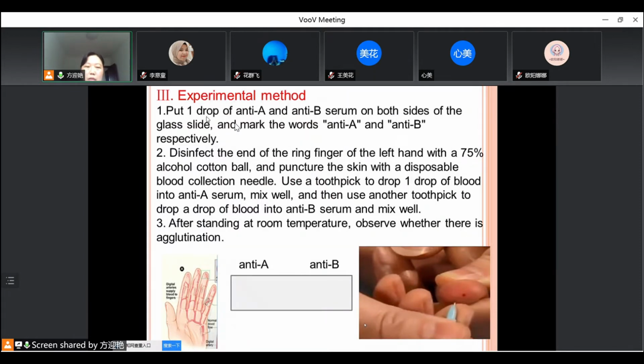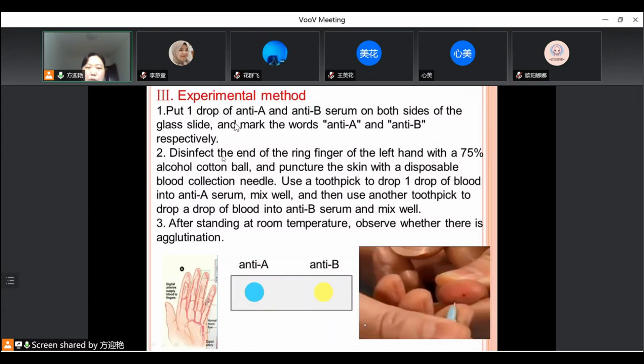We now put one drop of the anti-A and anti-B serum on both sides of the glass slide, and also mark the words anti-A and anti-B. Normally we drop one drop of anti-A and one drop of anti-B, and then we can see here drop A and drop B.